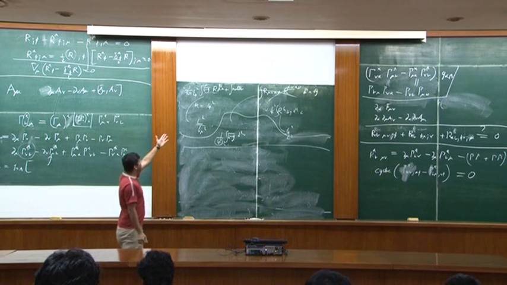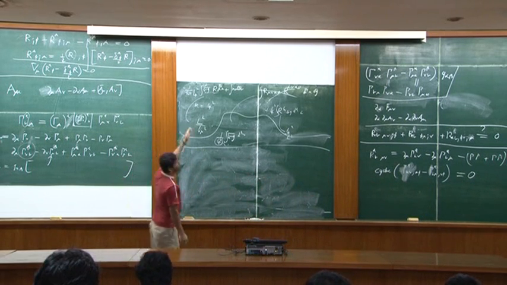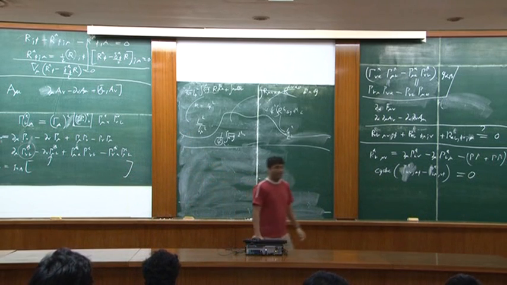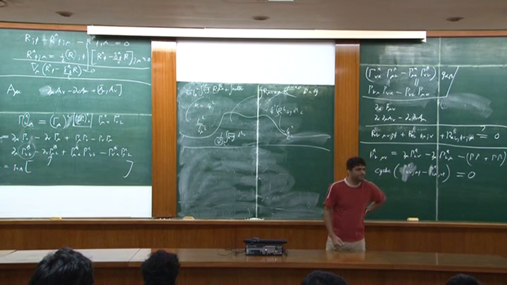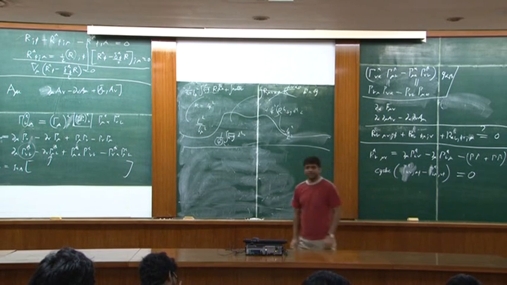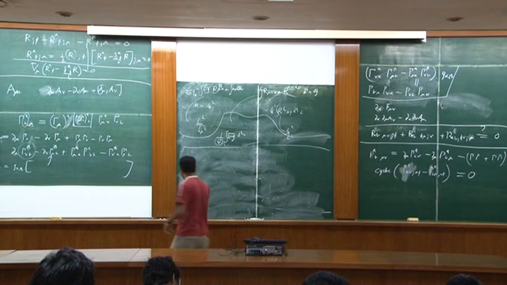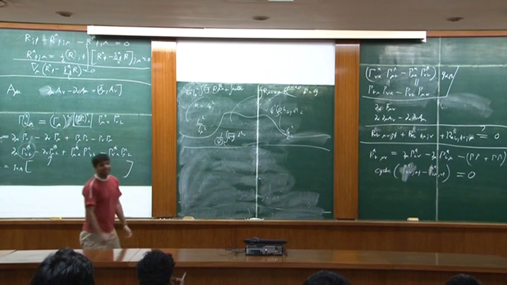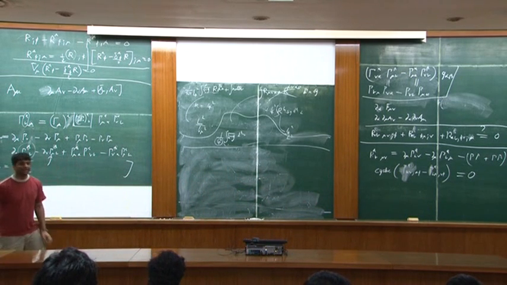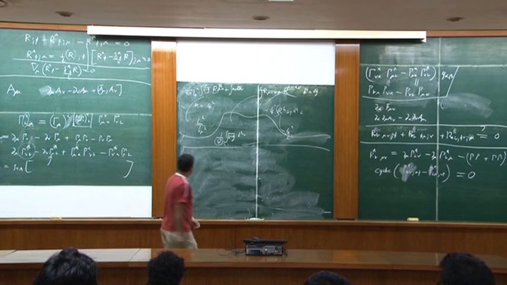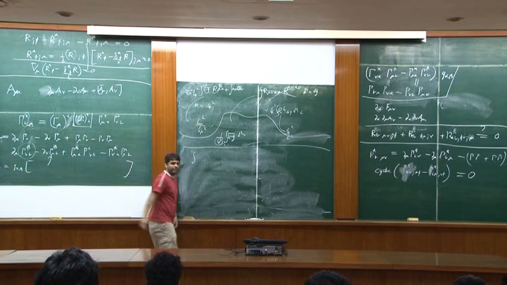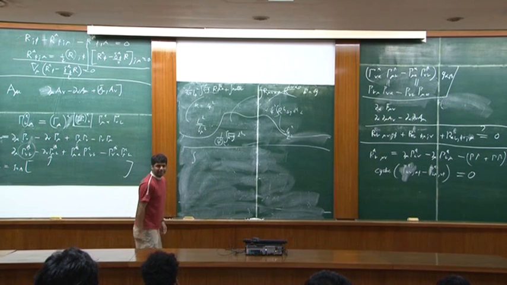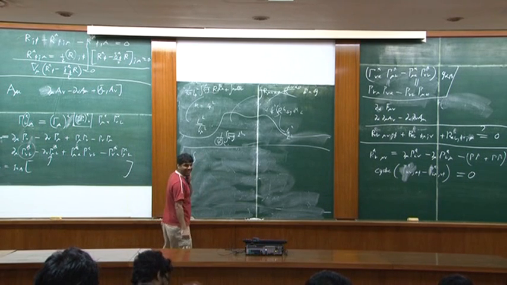Now, in the variation, there are two parts. There's a variation of minus square root g R, and then there's a variation of square root g in the matter Lagrangian. Both terms are important. We need to start by studying the variation of square root g in the matter Lagrangian. Let me take an example. Let me take the Maxwell Lagrangian.